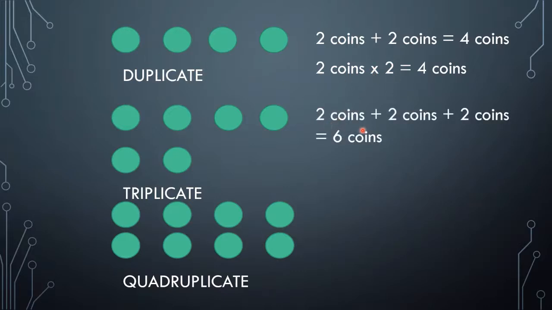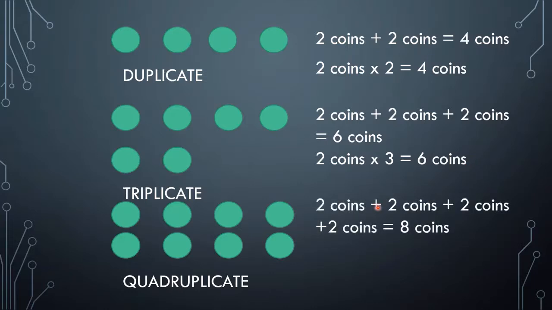For this one, 2 coins plus 2 coins plus 2 coins is equal to 6 coins. Same here, it can also be written as 2 coins times 3, since we made 3 copies, which is equal to 6 coins. And this one, we have 2 coins, 2 coins, 2 coins, 2 coins, which is 8 coins. It can also be written as 2 coins times 4, or 8 coins. So basically, for duplicate, we multiplied it by 2. For triplicate, multiply by 3. And quadruplicate, multiply it by 4.